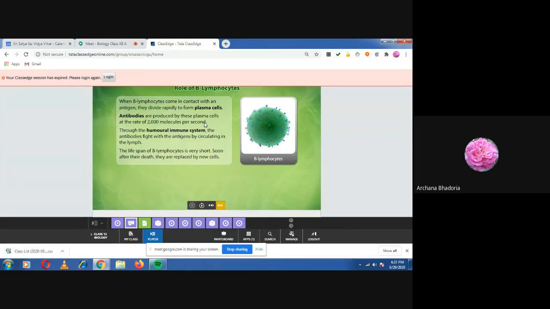एक चीज क्या याद रखती है कि B lymphocytes, when they come in contact with antigen, will divide, that is multiply rapidly to form plasma cells, and then plasma cells will produce antibodies. Antibodies at what rate? 2000 molecules per second. हाँ, और वो antibodies कहाँ पहुंच जाएंगे? Antibodies will go into the lymph and into the blood plasma.